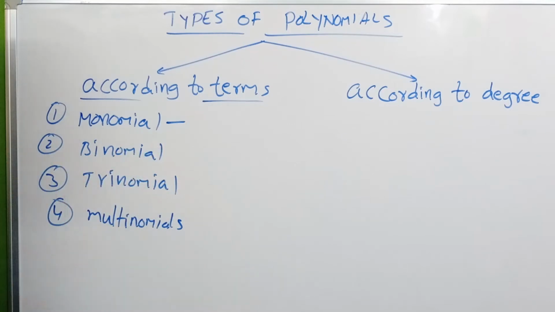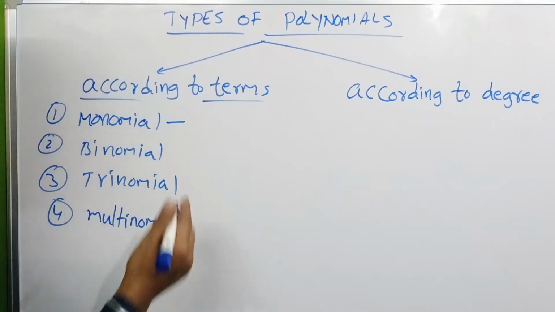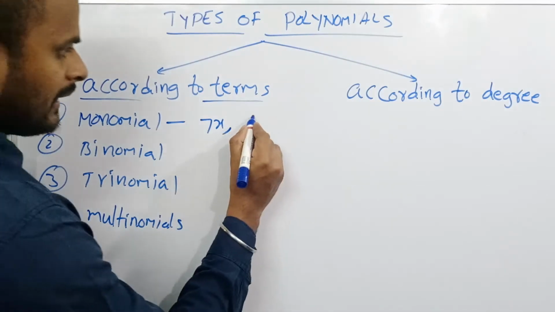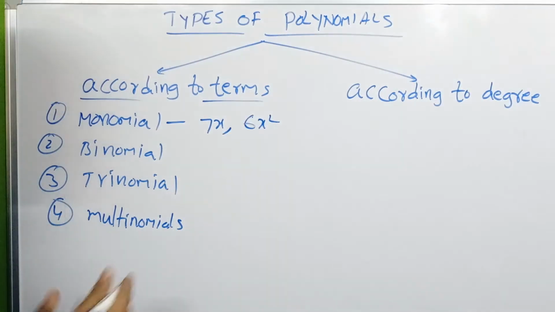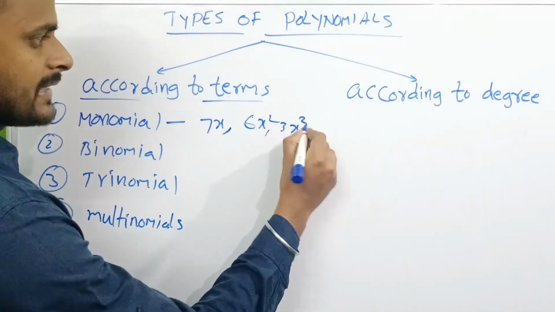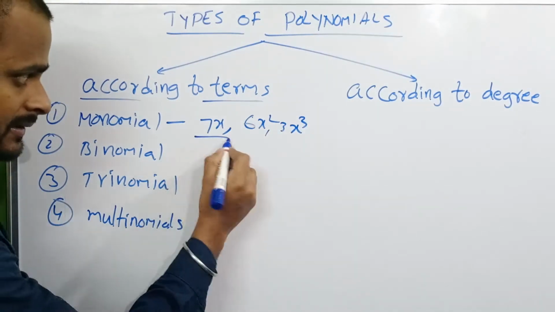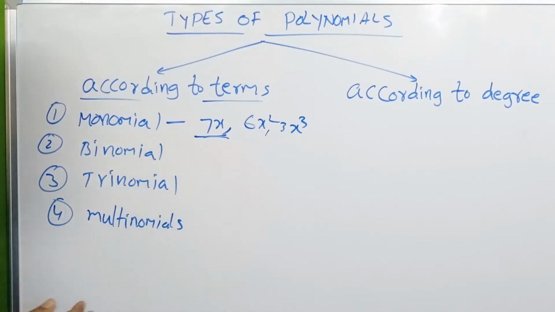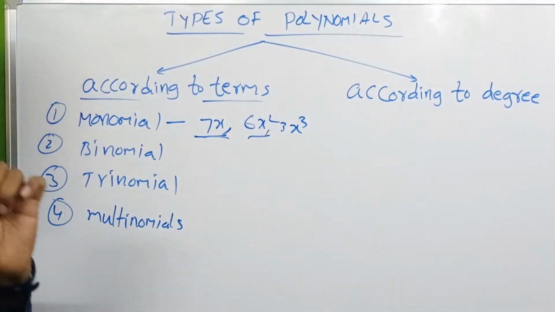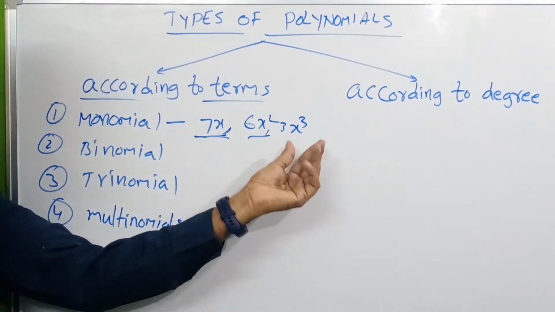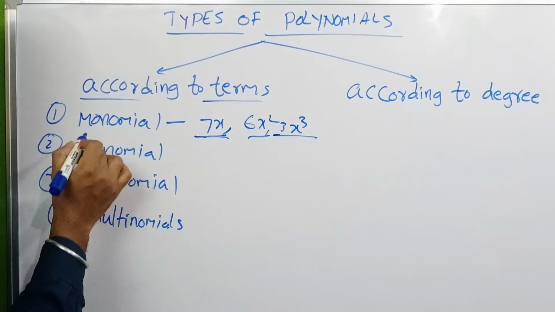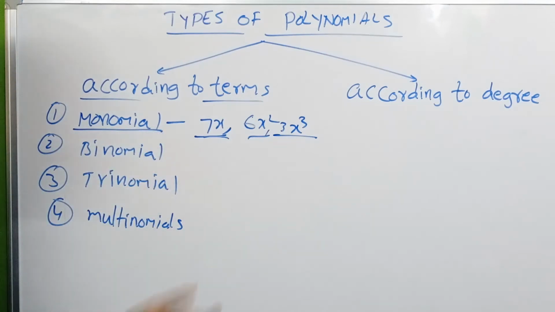That polynomial is called monomial. For example, 7x or 6x square or 3x cube, like that. Here 7x, it is containing only one term, so it is a monomial. 6x square, it is also containing only one term, and 3x cube, it is also containing only one term. So a polynomial having only one term, that polynomial is called monomial.